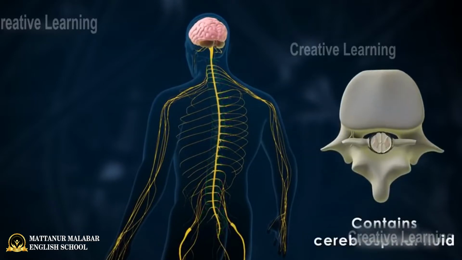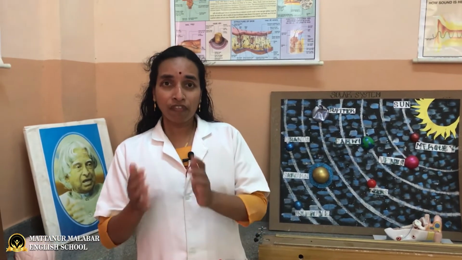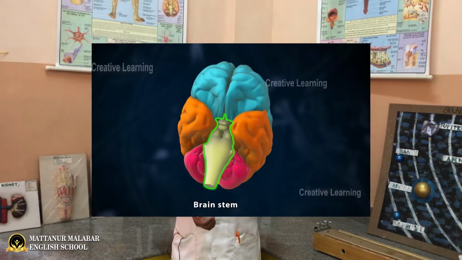We have two different parts, a left part and a right part. When we do some actions with our right hand or right leg, our left brain is working, and when we do something with our left hand, at that time our right brain is working.